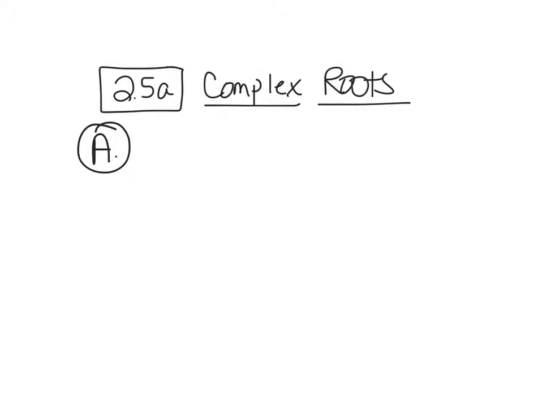But sometimes we graph and we only see three zeros instead of five. Well, what is that? Are they just gone? No, they're imaginary. They're complex. They don't show up on our real number graph. So we're going to do the first part today. We're going to find all the zeros.